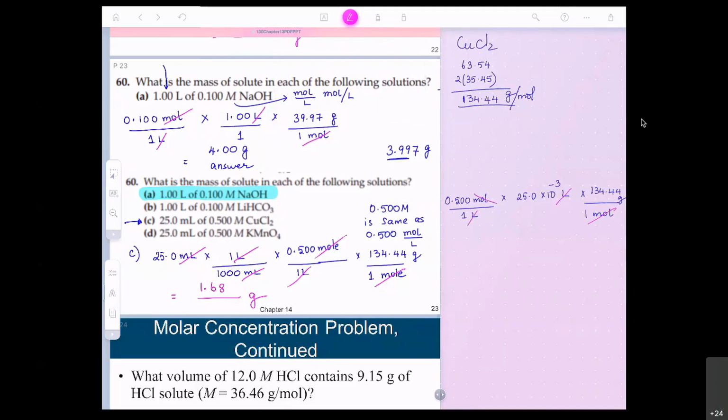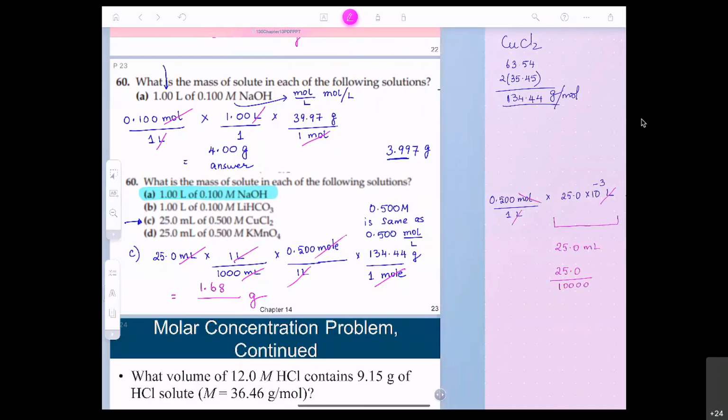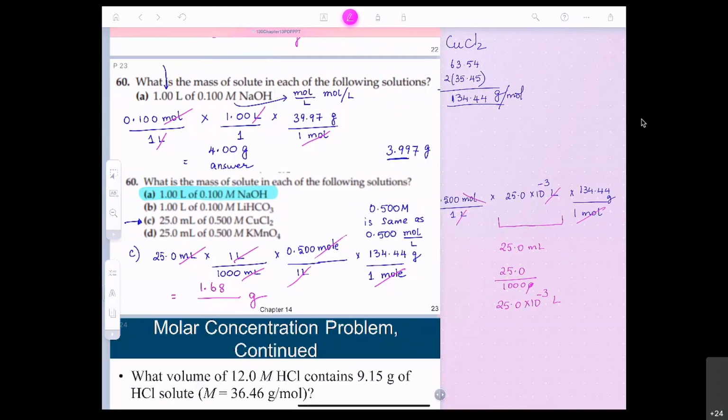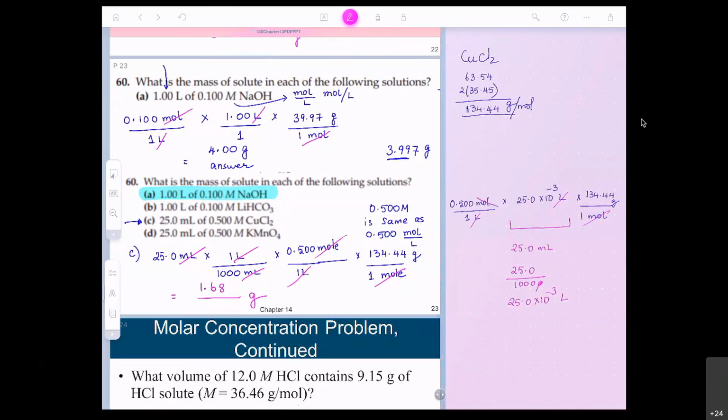So you can see this approach here. Instead of writing 25 milliliters, I want to cancel the liters. So 25 divided by 1,000. What I have done there is to write it as 25 times 10 to the power minus 3 liters. So it's the same thing. 25 milliliters can also be written as 25.0 times 10 to the power minus 3 liters. So you can certainly use that kind of conversion as well. Any questions with this problem?